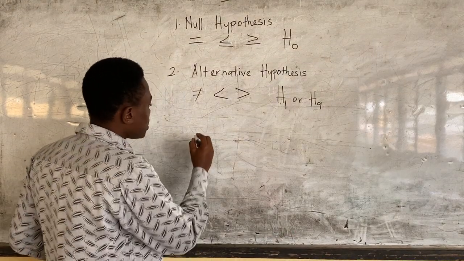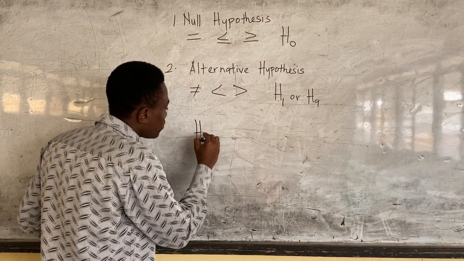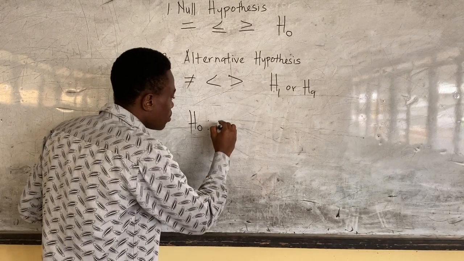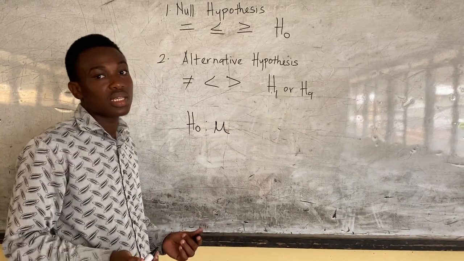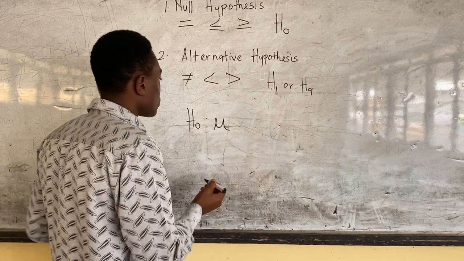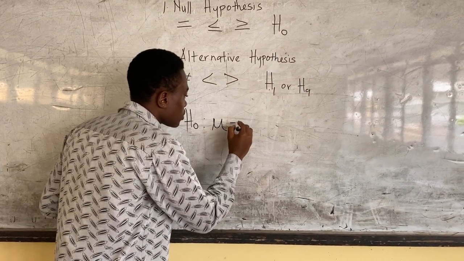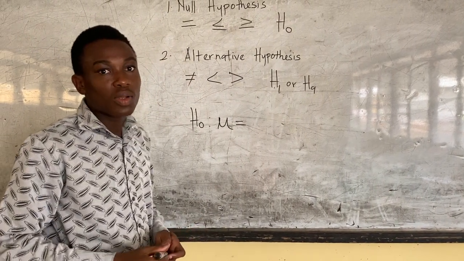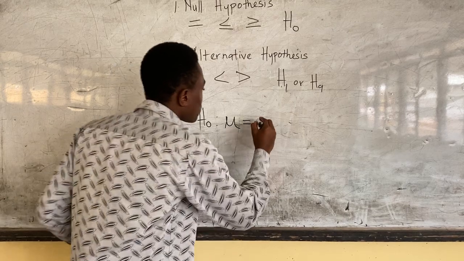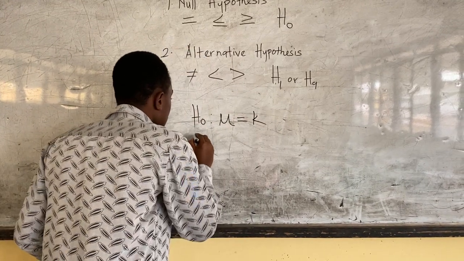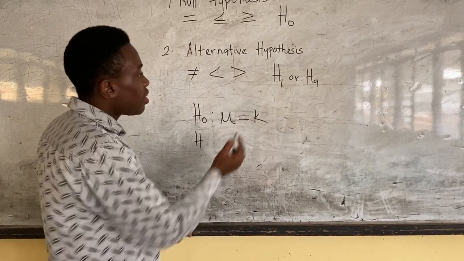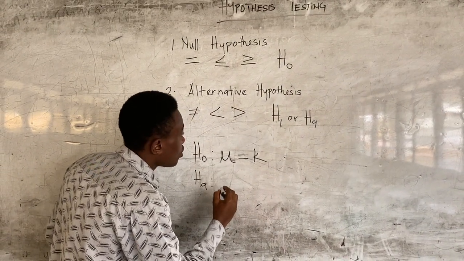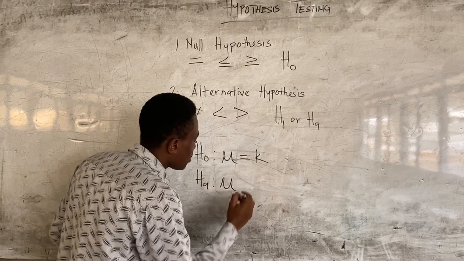So for any hypothesis, we will first write our null hypothesis, then a semicolon. Then we bring our parameter, which in this case is our mean or the mu. And we bring our value. But for now, let's use K. So we have our null hypothesis, which is our H naught, semicolon, then our parameter.